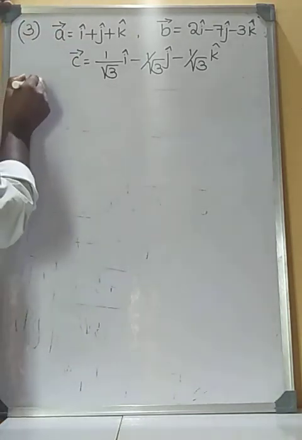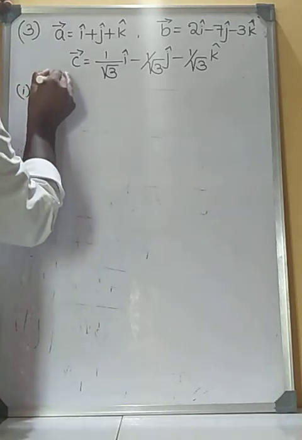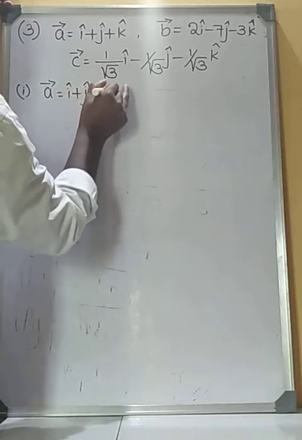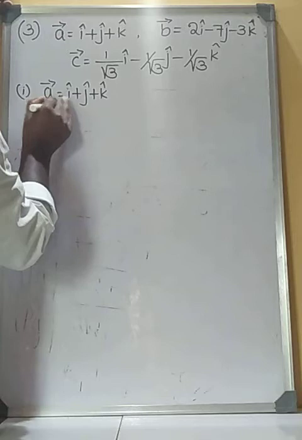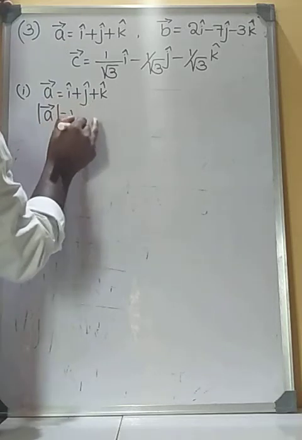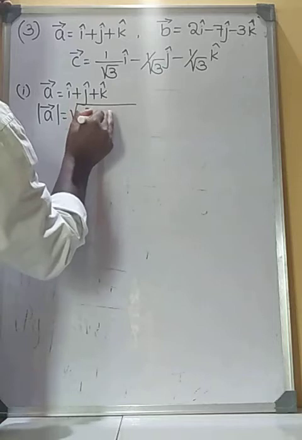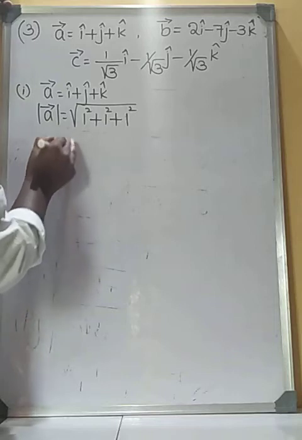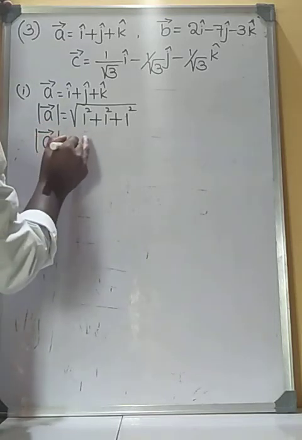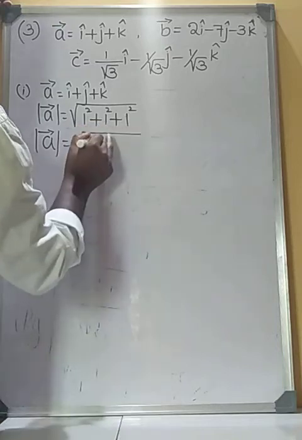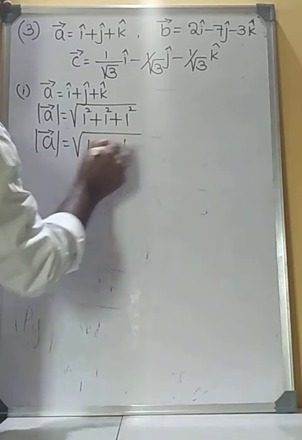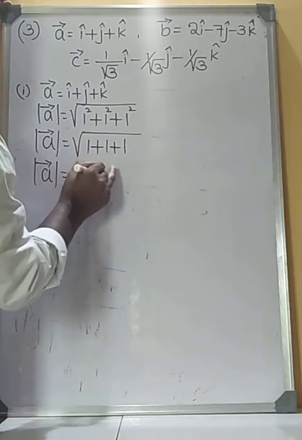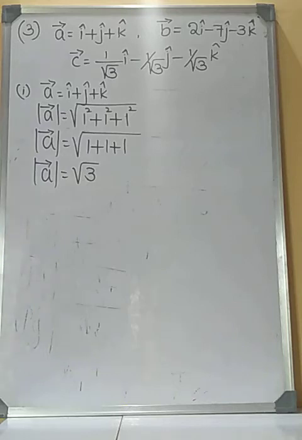So the first one, vector A is equal to i plus j plus k. Therefore, the magnitude of vector A is equal to root of 1 square plus j coefficient 1 square plus k coefficient also 1 square, which is 1 plus 1 plus 1. Therefore, the magnitude of vector A is root 3.